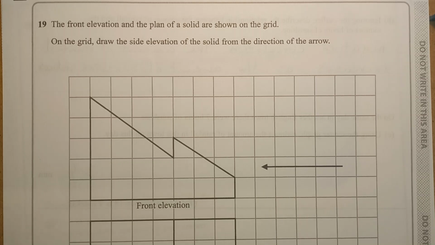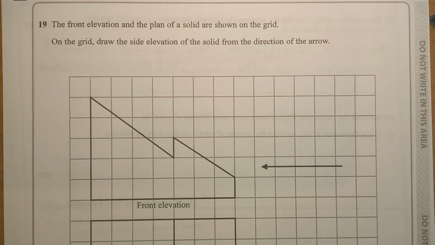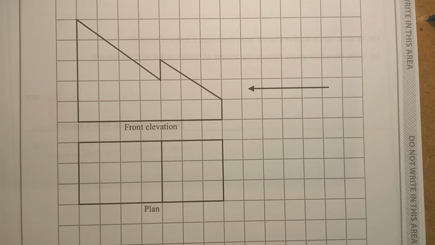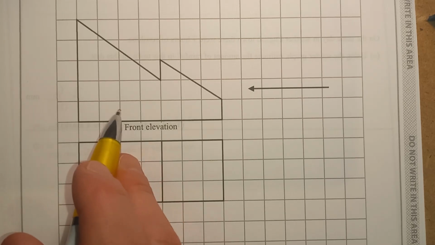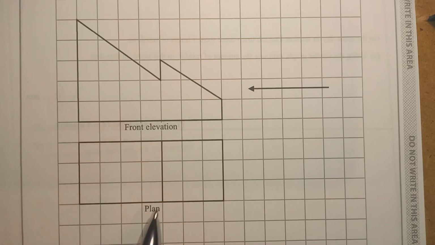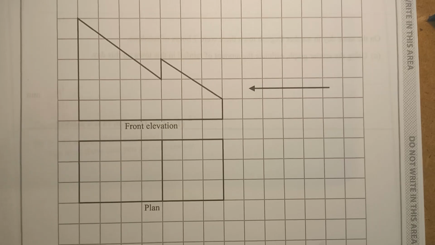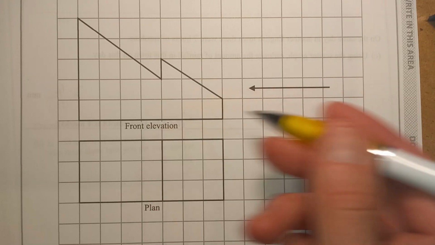Question 19. The front elevation and the plan of a solid are shown on the grid. On the grid, draw the side elevation of the solid from the direction of the arrow. Okay, right. So this is front, so we're looking straight on at the building here. This is the plan, looking bird's eye, looking straight down onto it. So what's the side going to look like? So looking from this side.